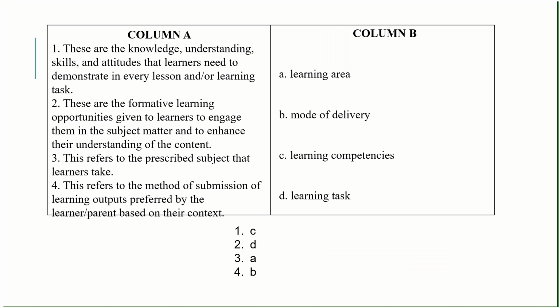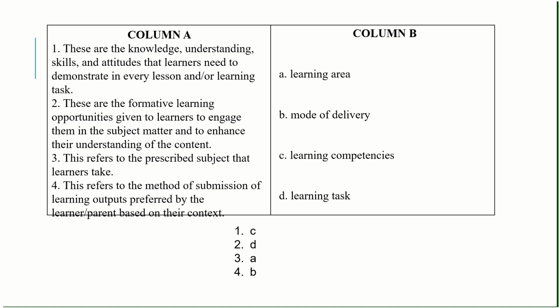Column A. These are the knowledge, understanding, skills, and attitudes that learners need to demonstrate in every lesson and/or learning task. The answer is C. Learning competencies. Number 2, these are the formative learning opportunities given to learners to engage them in the subject matter and to enhance their understanding of the content. The answer is D. Learning task.